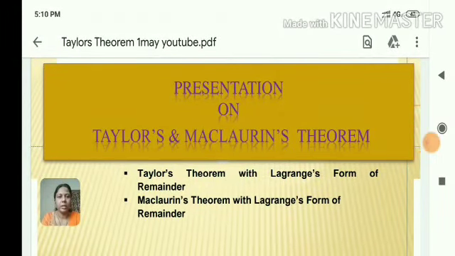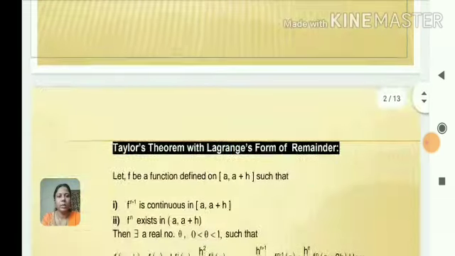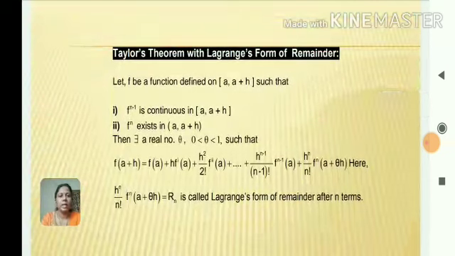I am Dr. Rajeshree. In today's presentation, we'll see Taylor's theorem with Lagrange's form of remainder and Maclaurin's theorem with Lagrange's form of remainder. So friends, we'll see both these theorems one by one. Firstly, Taylor's theorem with Lagrange's form of remainder.